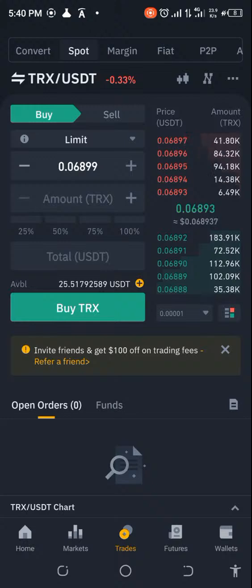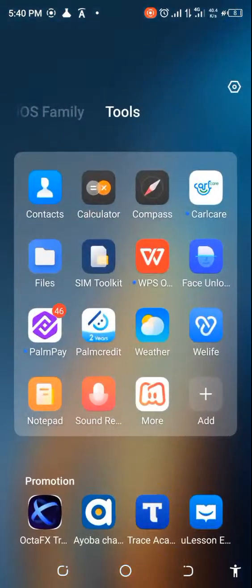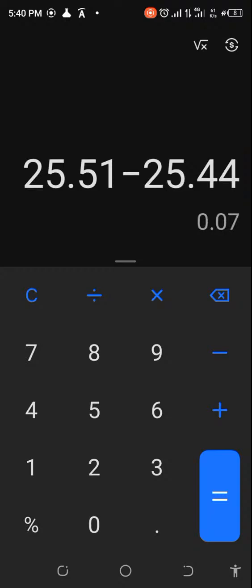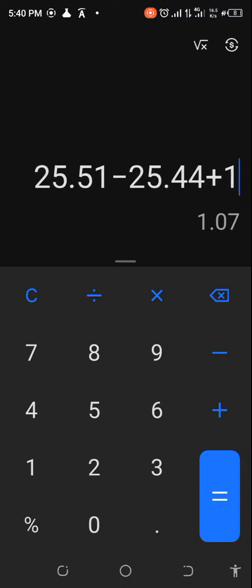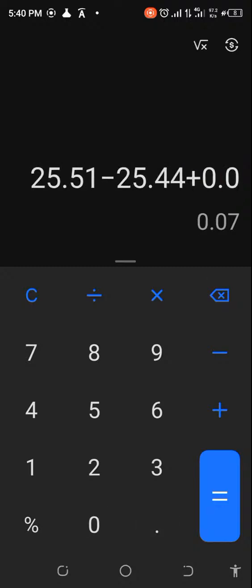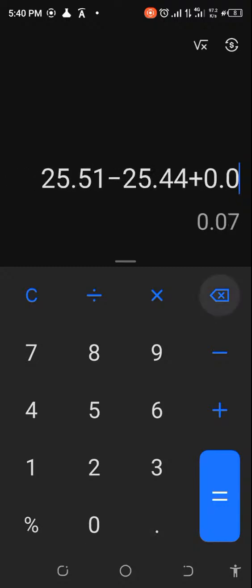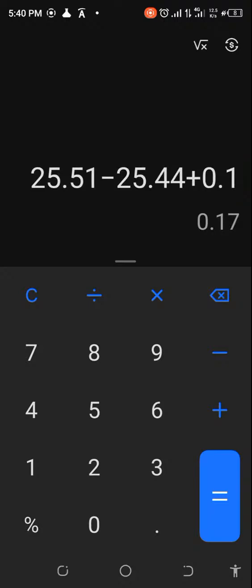I already told you that changing it to TRX in KuCoin and then coming here to change it again is going to take at least 10 cents from our profit. So what was our profit supposed to have been? It's 25.51 minus 25.44, so this is 7 cents. We will now include the 10 cents. It would have been 17 cents.